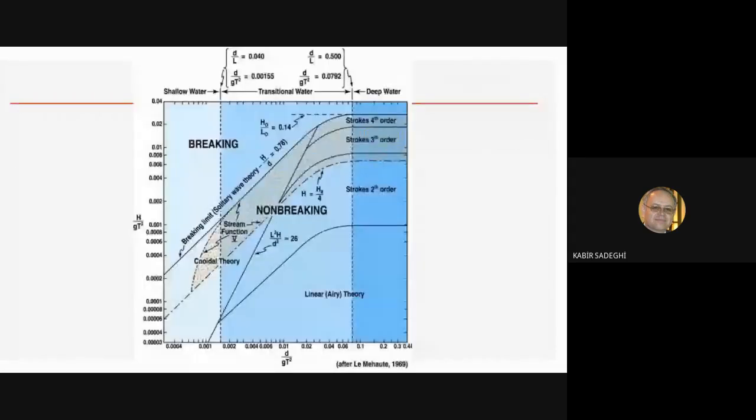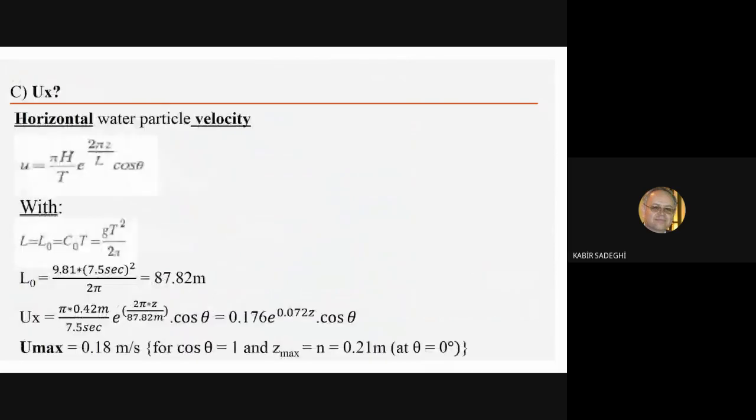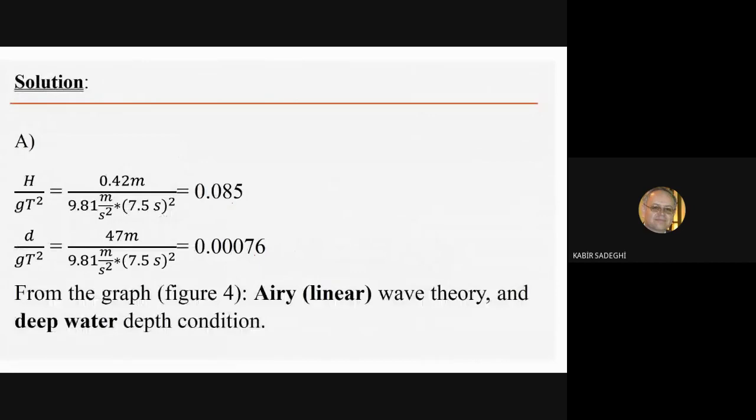We go here, I think it's small. You come with one of them here, one here, and then horizontally, vertically, and you see that, for example, this is good. I didn't fix this one very well. You can search and find that one because it's small and I cannot see very well from this figure. By applying the dimensionless values H and d, we find Airy wave theory is the best, and the condition was deep water.